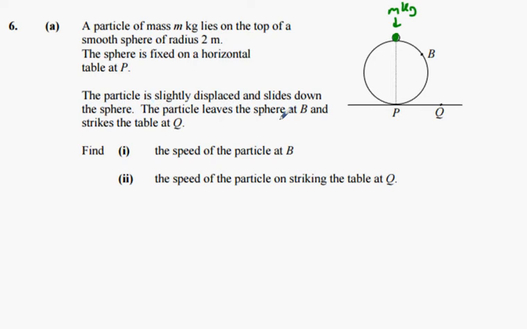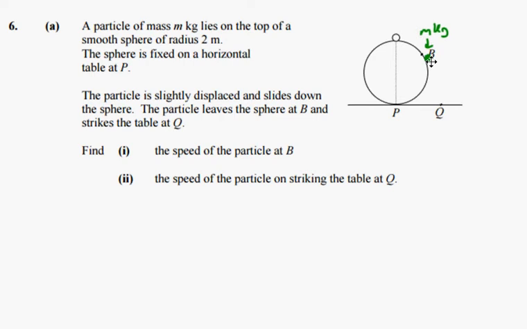The particle leaves the sphere at B and strikes the table at Q. Find the speed of the particle at B, and then find the speed it hits the table at Q. So in a nutshell, you're going across, and you're staying in contact with your sphere. But then at this stage, you leave it, the R value becomes 0 at this point here, and then you leave the sphere, and now you're undergoing gravitational acceleration.